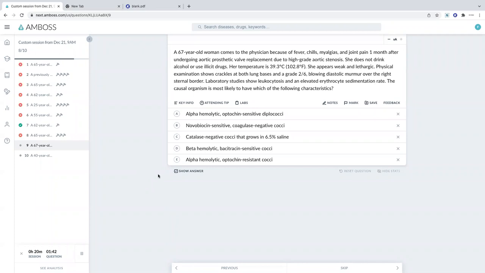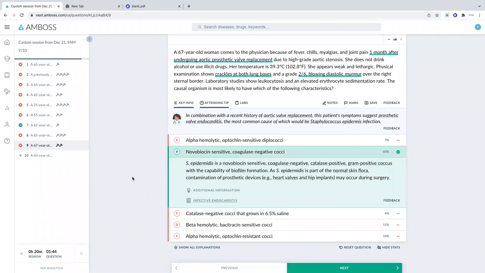Which one did you guys choose for this one, for infective endocarditis? This is novobiocin sensitive coagulase negative cocci. Okay, so we'll talk about this. This represents what? Staphylococcus epidermidis. This does not represent the Viridans group of streptococci. This represents Staphylococcus epidermidis because the patient has a prosthetic heart valve. Okay, so we'll talk about this when we study microbiology, how to identify different sorts of organisms, different sorts of bacteria, but that is that.